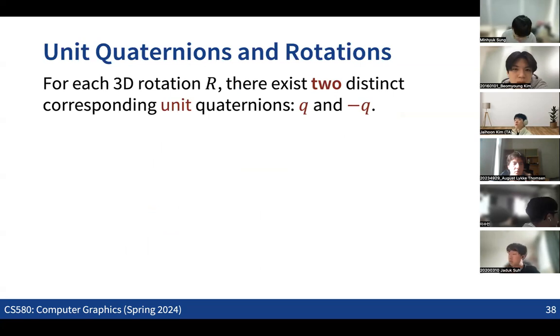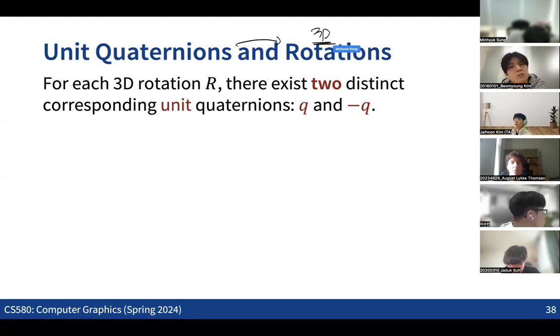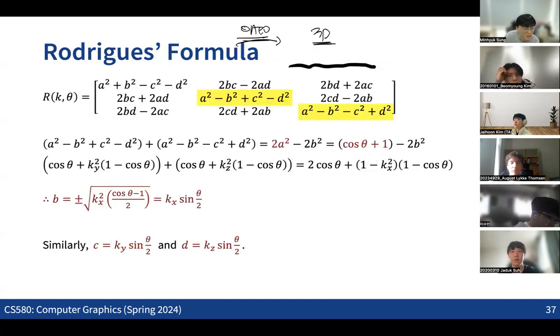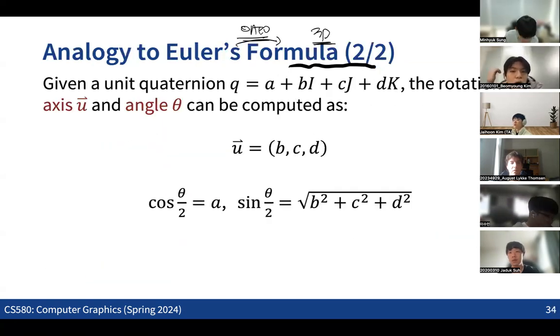Here the interesting question is whether the mapping from the unit quaternion to the 3D rotations is surjective. Is it an onto mapping, which means that for any arbitrary 3D rotation, can you find some unit quaternion that represents it? Is it onto? Yes, actually this is true. For any arbitrary 3D rotation, you can find a unit quaternion that satisfies this relationship.